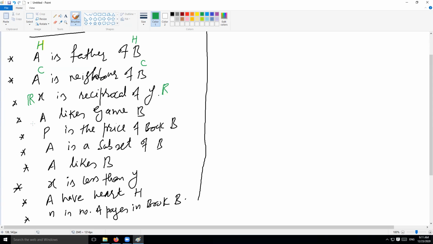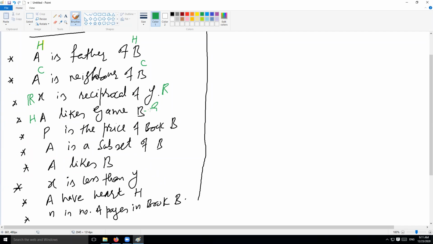Okay. A likes the game B. A, B are players. A likes the game. Human to thing. Say H is the set of humans and B is from the set of games actually. Right? Humans to games actually.